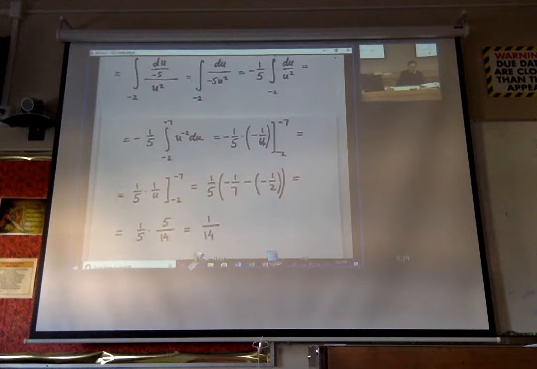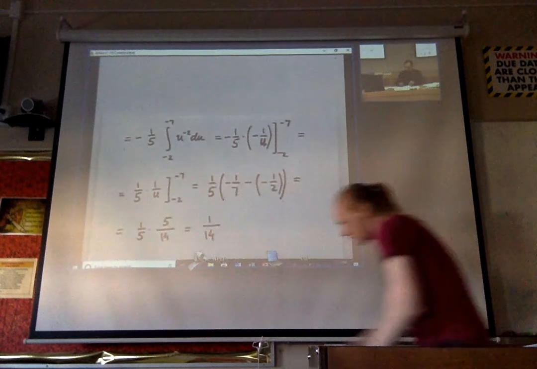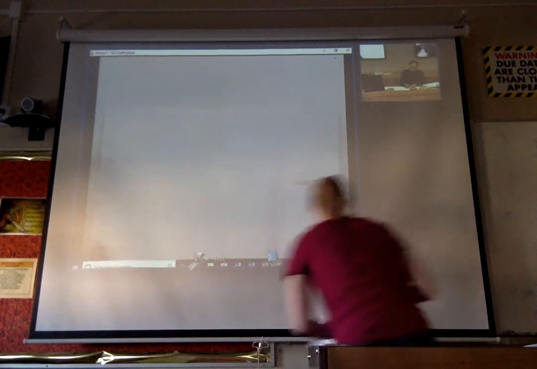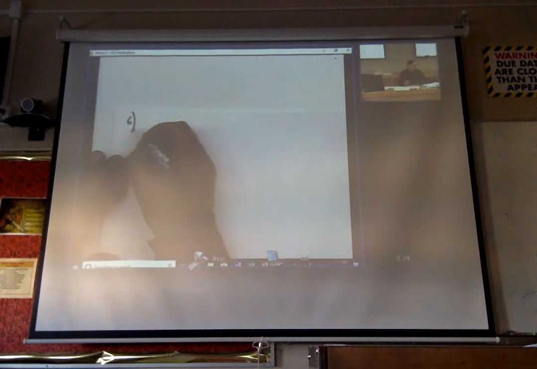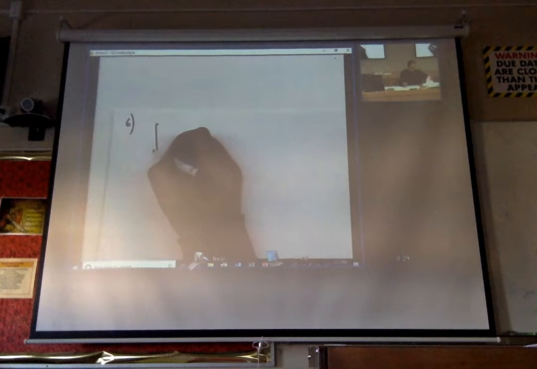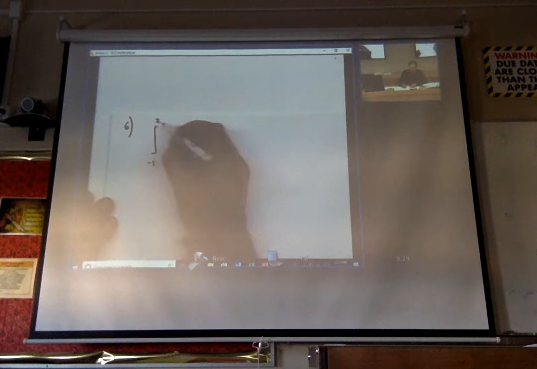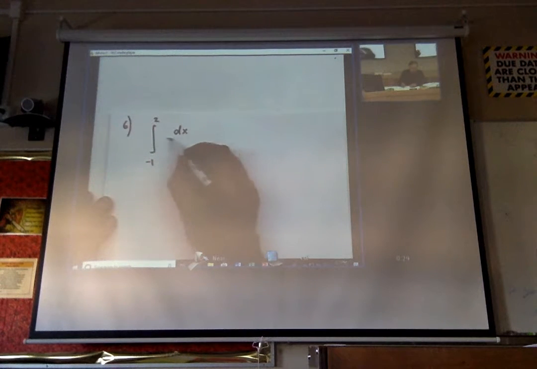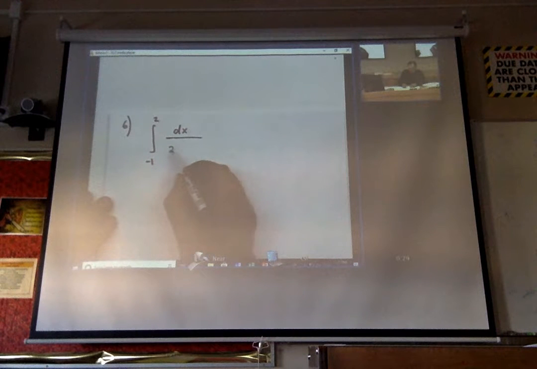Do you understand? Okay, let's take a look at one more definite integral. So this one is a simple one, but there's something special about it. We have from negative 1 to 2, dx over 2x minus 1.